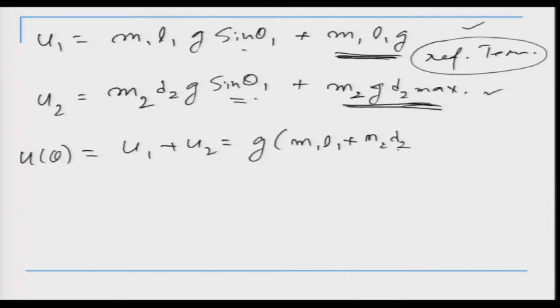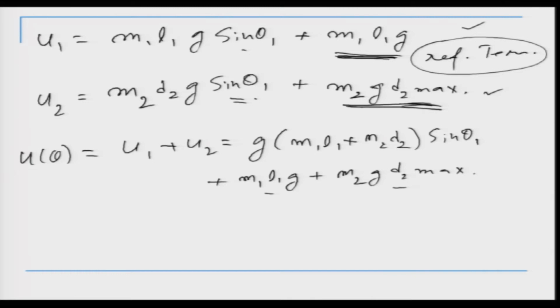d2). Okay. g I have taken out, and sin theta is here, sin theta 1, plus the reference terms, m1 L1 g plus m2 g d2 max. Okay. So, something to note here is that this is not a variable, this is a constant term, this is also not a variable, this is also a constant term. Okay. So, we have potential energy and kinetic energy.